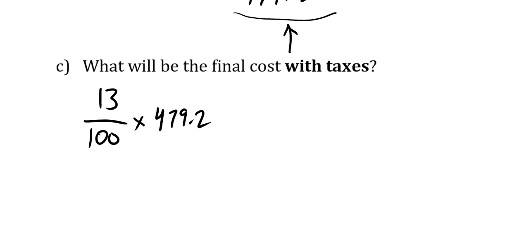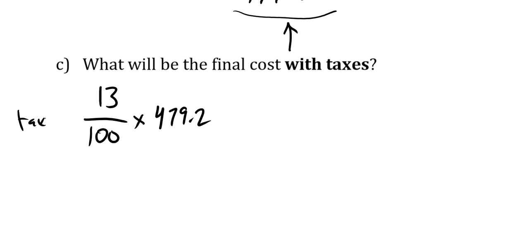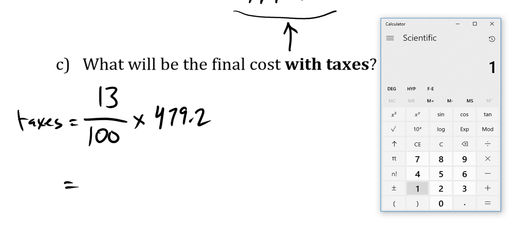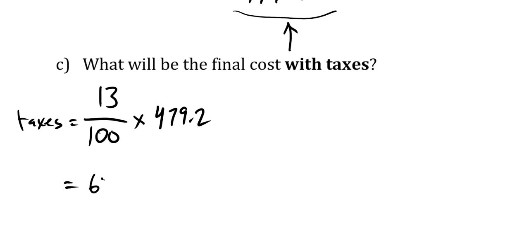So times 479.2. And this is going to give me the amount of taxes. So 13 divided by 100 times 479.2. And I saw a lot of people get this, 62.29, but the 6 rounds it up, so it's going to be 62.30. So that's the amount of taxes.